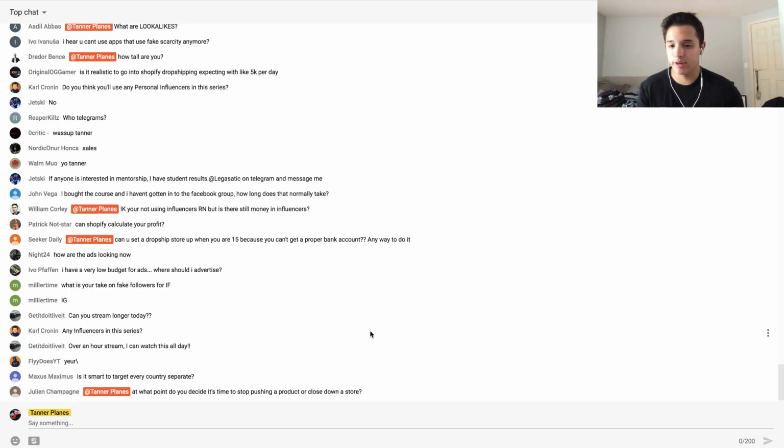Is it smart to target every country separately? No. Target worldwide, and then after time, you see which country is doing best by looking at the campaign breakdowns, and then you go from there.